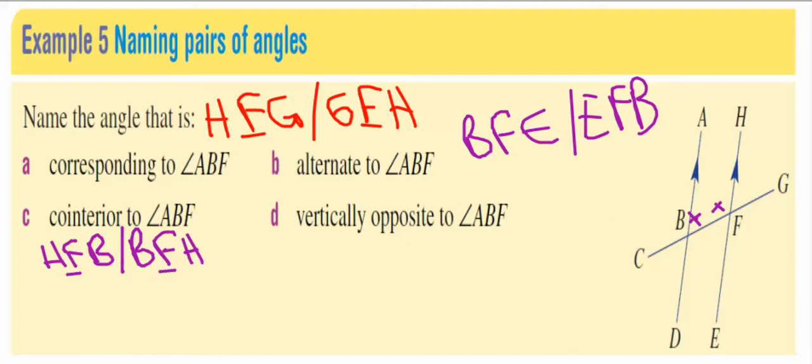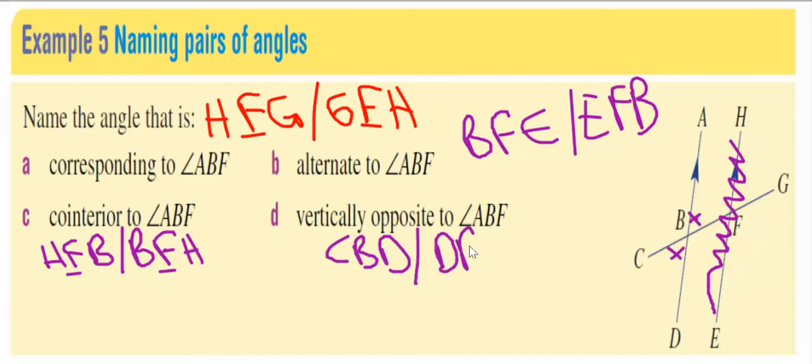And then the last one, I'll get rid of this particular one here, is we want vertically opposite to ABF. So vertically opposite, remember, forget about that line, vertically opposite to this one is looking in here. So we're looking at CBD, or DBC, that way. And that's vertically opposite. Hopefully that makes sense. If you missed any of that, just go back in the video and watch them all again.